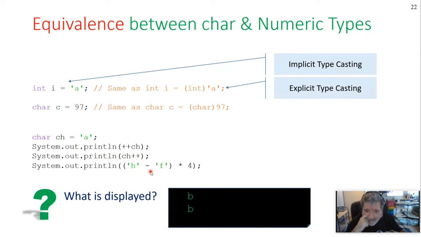And then I'm going for something weird. I'm going to do h minus f, times 4. So what is that going to be? You don't need to know the code for h and the code for f to figure it out. But if you need them, I have them here in my notes. The code for h is 104. The code for f is 102.